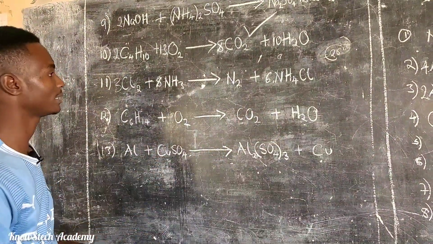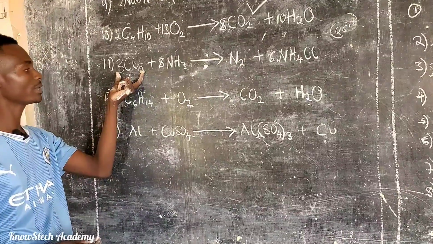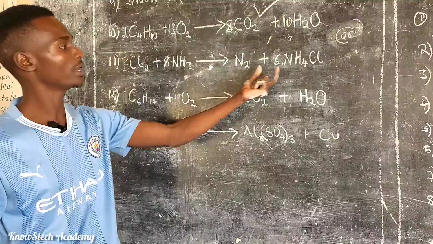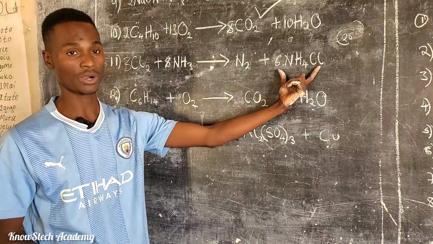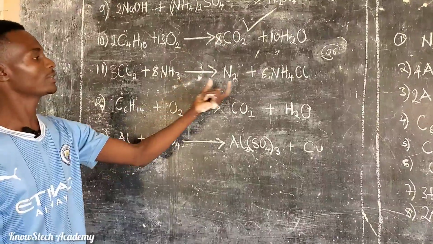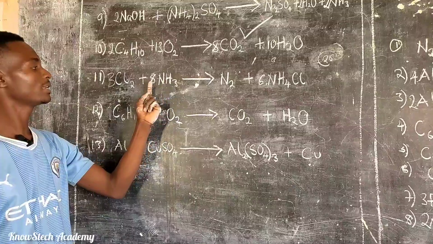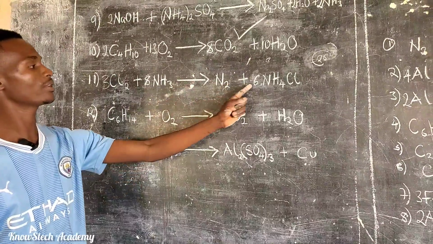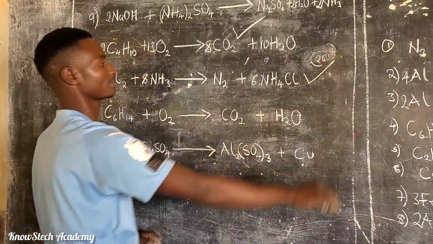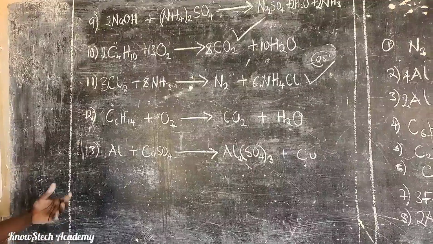Okay, let's check. How many atoms of chlorine do we have on the reactant side? 6. Very good. Here, 6 as well. Nitrogen here, 6 plus 2, 8. Hydrogen. So this equation has also balanced. Okay, this is how easy these things are.